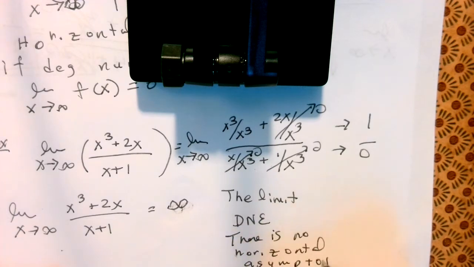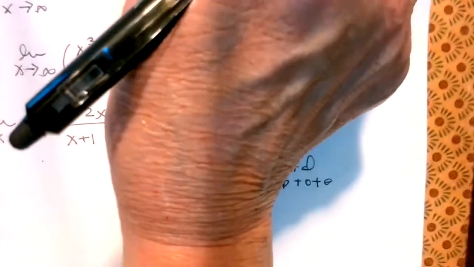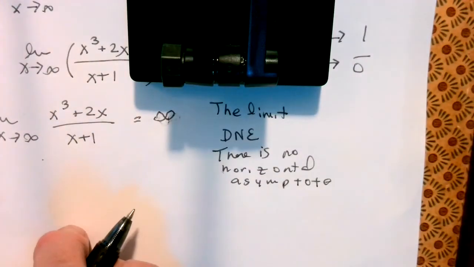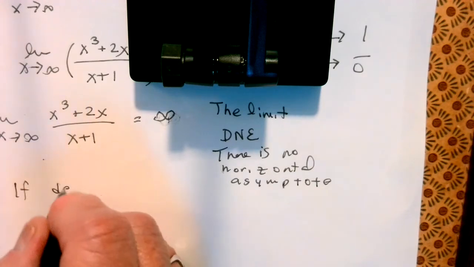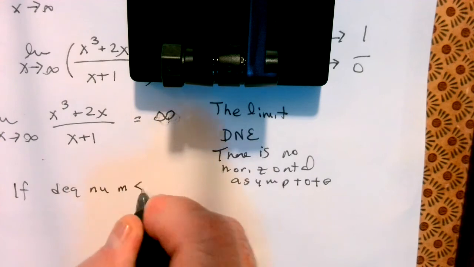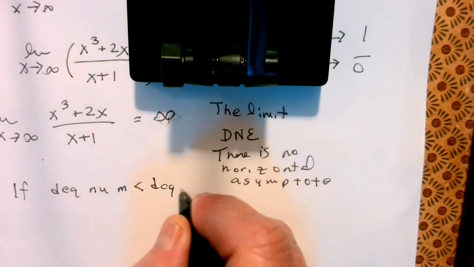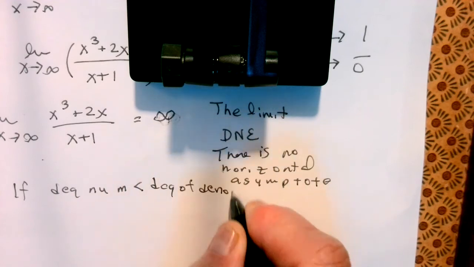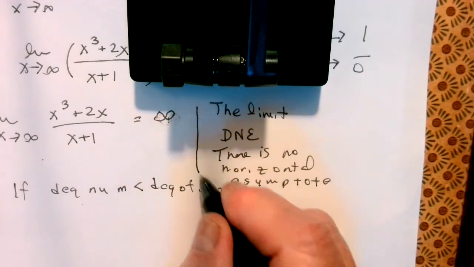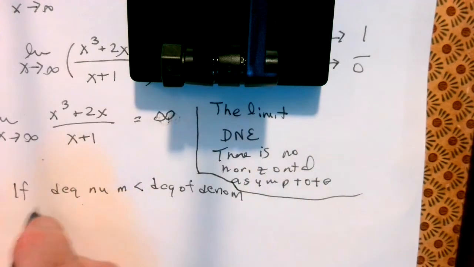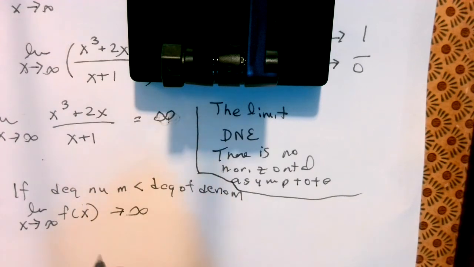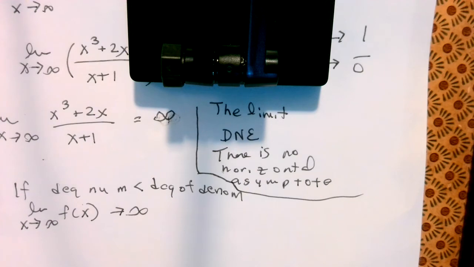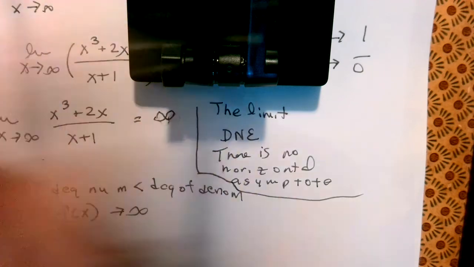So we saw the case when the degree of the numerator and the degree of the denominator were the same. We saw the case when the degree of the denominator was greater than the degree of the numerator. And now we've got the degree of the numerator is less than the degree of the denominator. Okay, then what that means is the limit as x goes to infinity of f of x is going to go to infinity. Because you've got more on the top than on the bottom. So it's going to end up just getting bigger and bigger in either the positive way or the negative way. Okay, now let's look at another example.